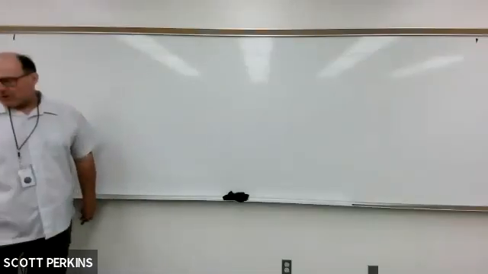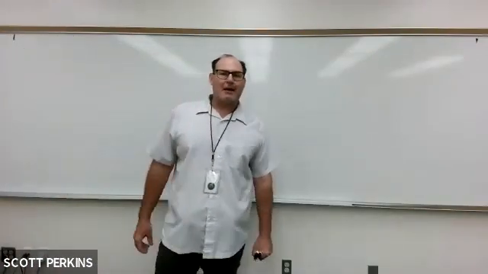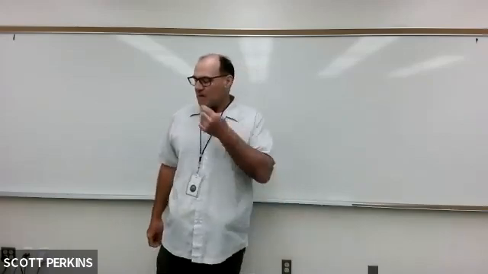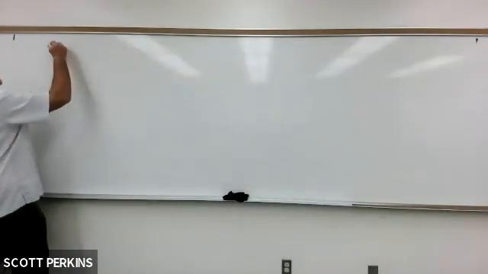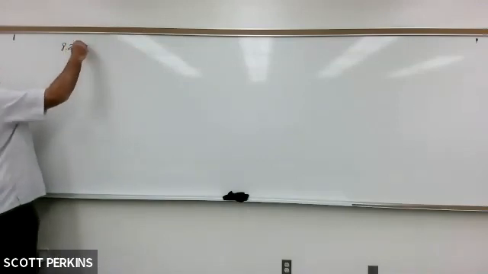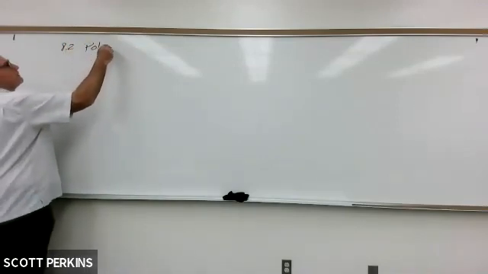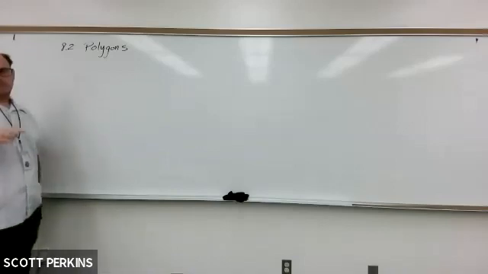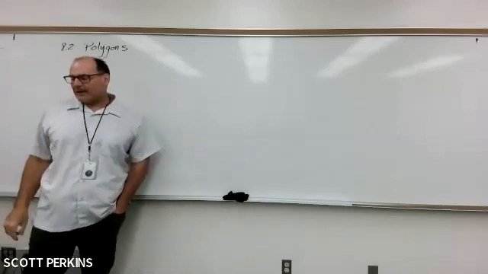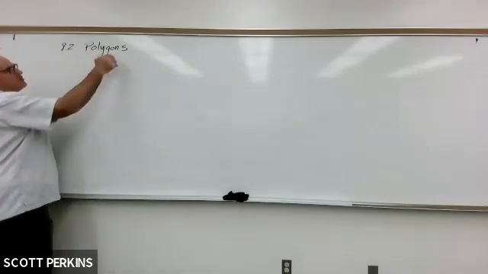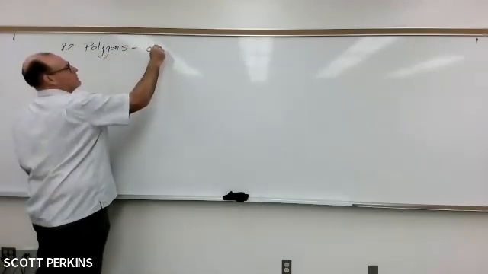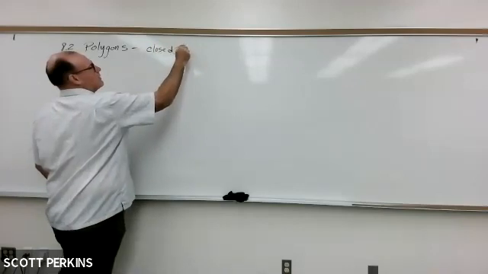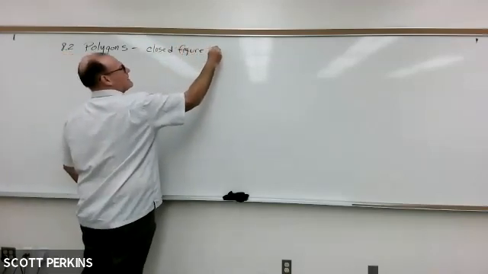Okay. So 8.2, we're going to continue talking about angles and relationships. In this section, we have the angles as part of these figures called polygons. Polygons is just a general word for a closed figure with straight sides.